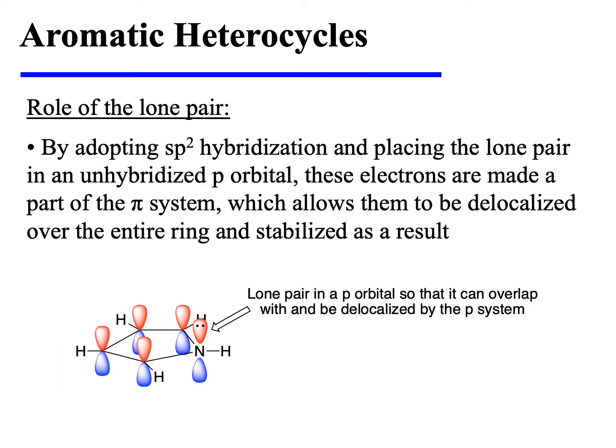If the nitrogen atom were merely sp3 hybridized, as we would have concluded prior to learning about resonance, the electron pair repulsion would be minimized, but the lone pair would also be isolated on the nitrogen atom. By adopting sp2 hybridization and placing the lone pair in an unhybridized p orbital, these electrons are made a part of the pi system, which allows them to be delocalized over the entire ring and stabilized as a result.